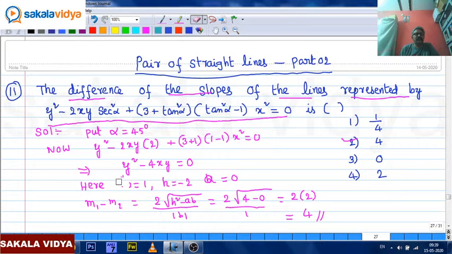See here once again. Here a value will be 0 because the x square coefficient is absent. 2h is equal to minus 4, so h is equal to minus 2. B value will be the y square coefficient, 1.